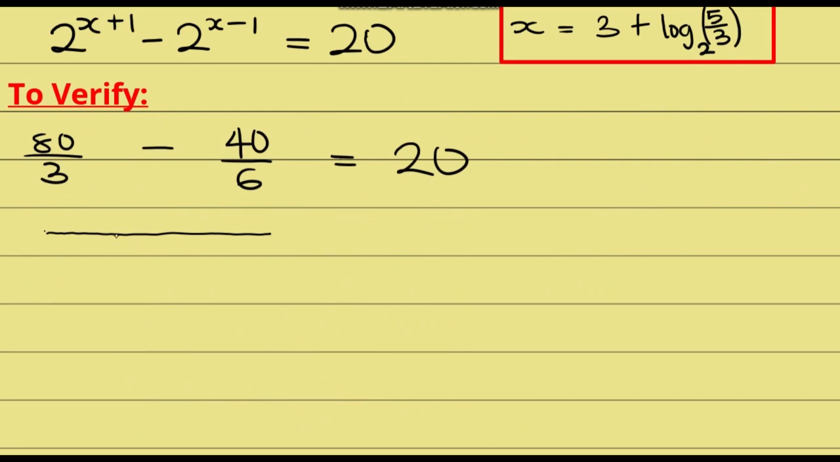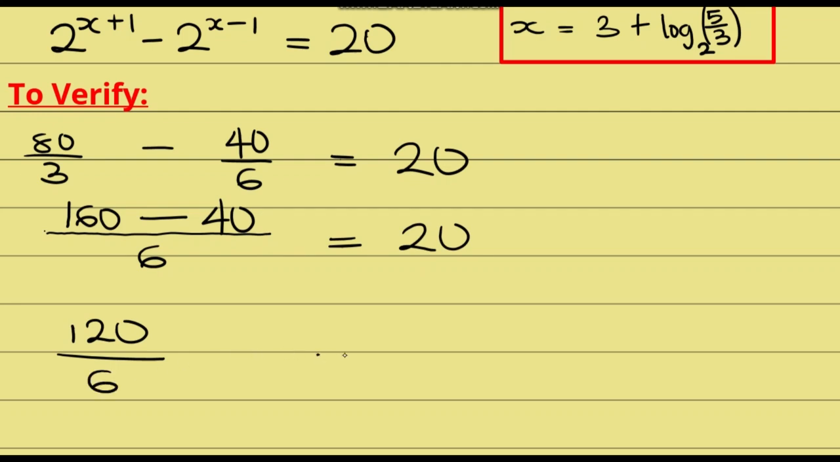In which the LCM of 3 and 6 is actually 6. So how many 3s am I going to get here? That's going to be 2. Then 2 times 80, that is going to be 160 minus. How many 6s am I going to get here? That's going to be 1. Then 1 times 40, that's going to be 40. Then at the end of the day, 160 minus 40, I'm going to be left. Don't forget, we're still checking if this is going to be 20. So 160 minus 40, that's going to be 120 over 6.